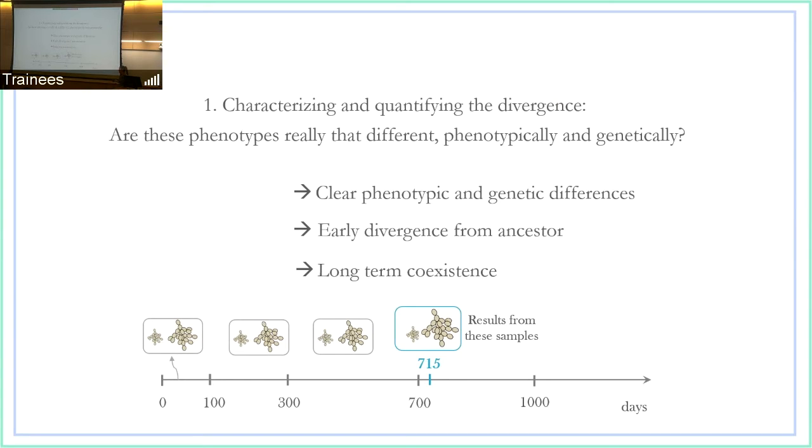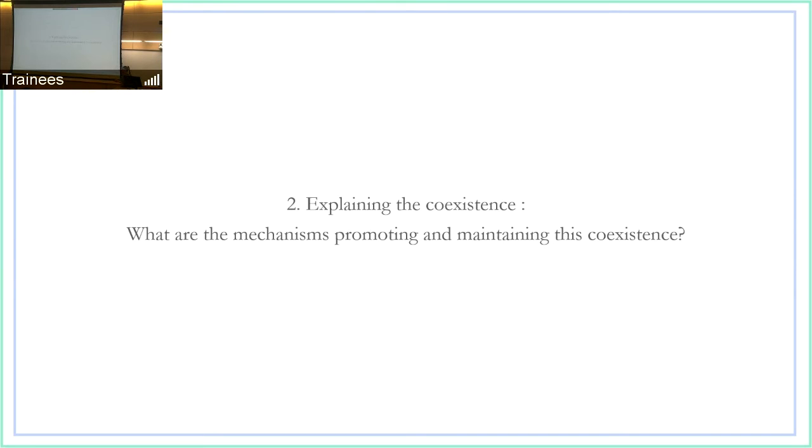So if we were to picture what we think is going on, there was an early divergence, and this divergence has stayed for a very long time. So now, okay, we see this coexistence, but how can we explain it? What are the mechanisms promoting and maintaining this coexistence?